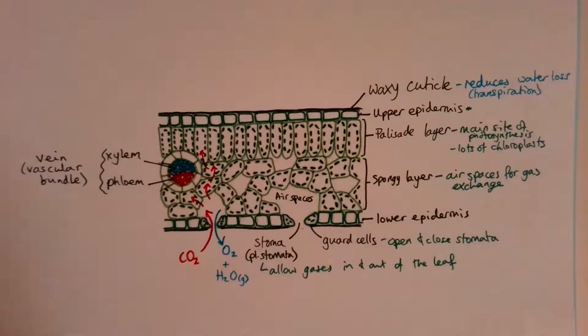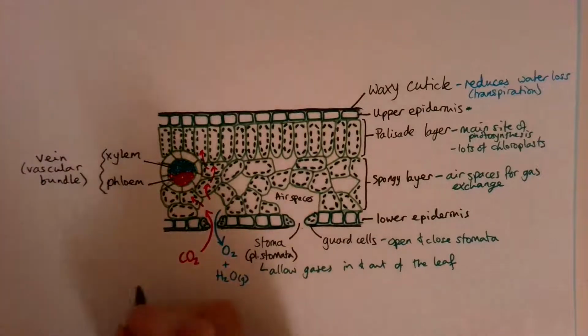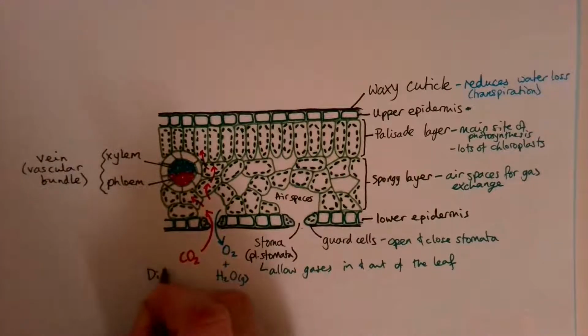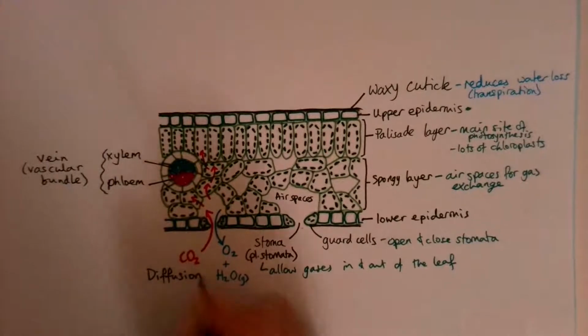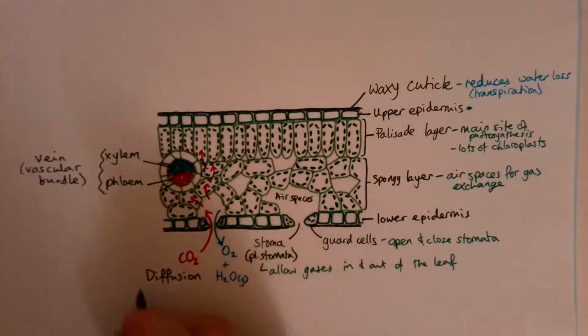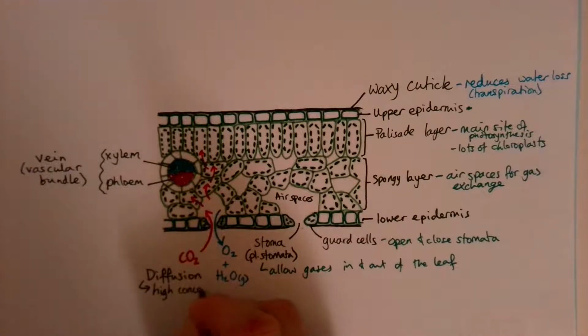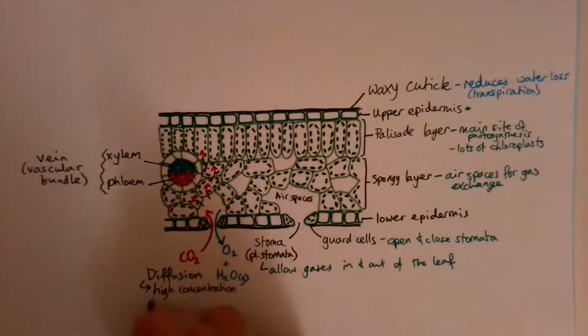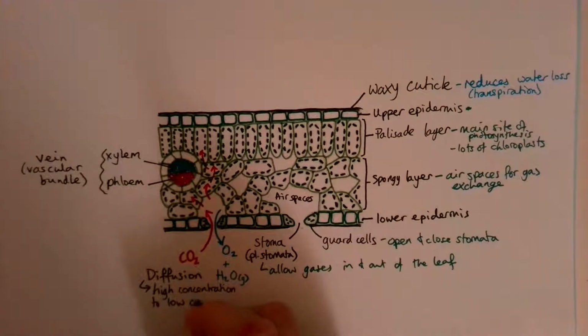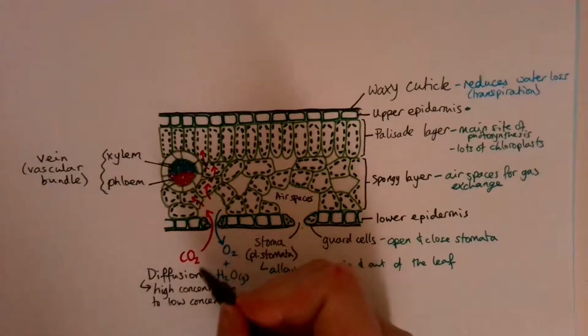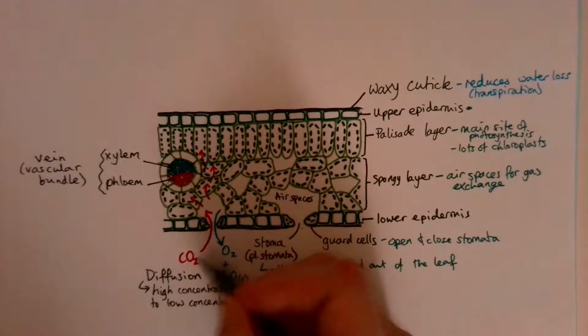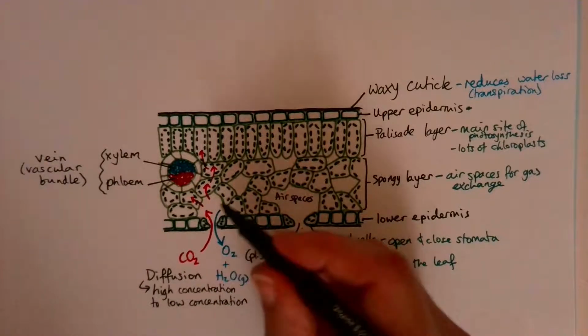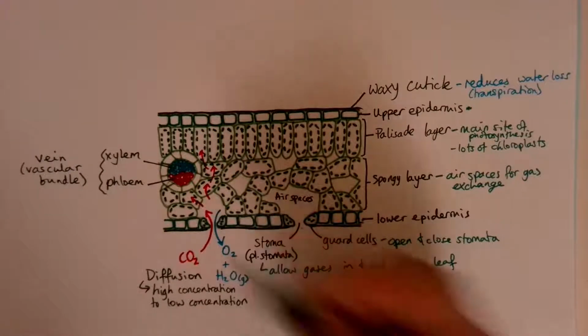So these gases are moving in and out of the air spaces by diffusion, which we learnt about back in year 9. So this is movement of particles from an area of high concentration to an area of low concentration. And so in this case, the carbon dioxide has a higher concentration outside the leaf than inside, so it moves in, and the oxygen and the water vapour are the other way around. Their higher concentration is inside these air spaces compared to outside, so they move out.